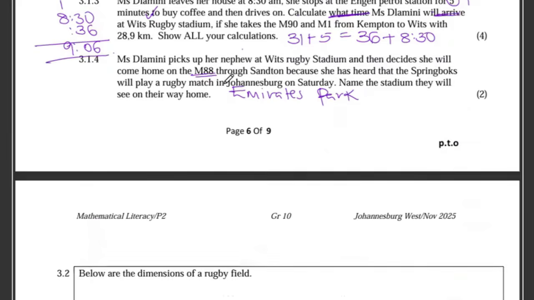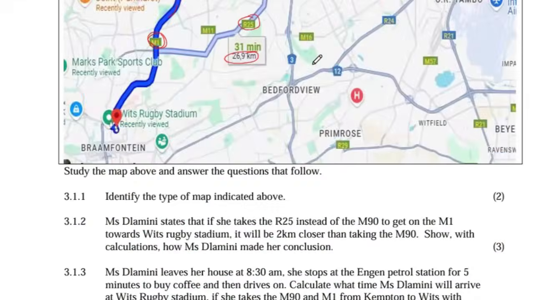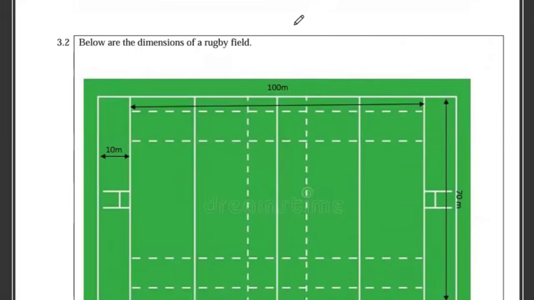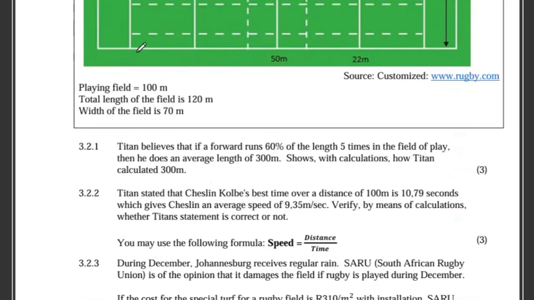We continue to question number 3.2. Below are the dimensions of a rugby field. Take note of that. This is 100 meters by 70 meters. Then when you come here, they specify the playing field is 100 meters. The total length of the field is 120 meters. Then the width of the field is 70 meters.